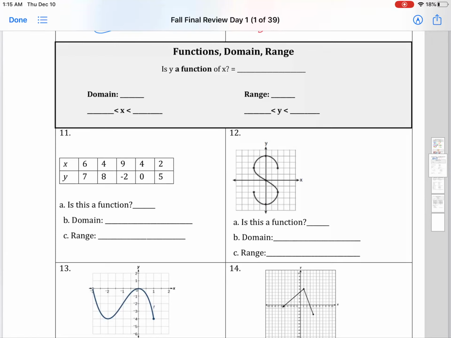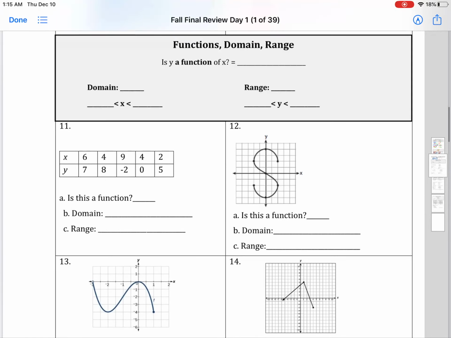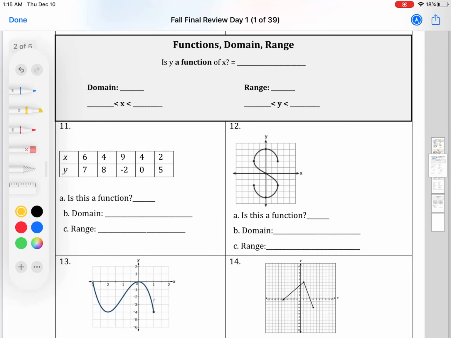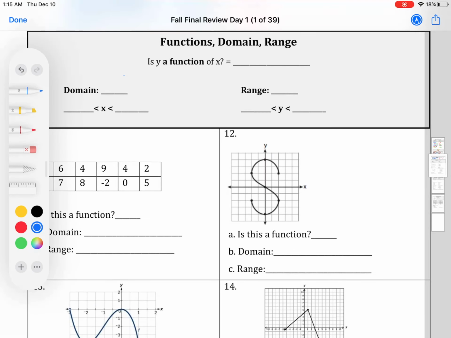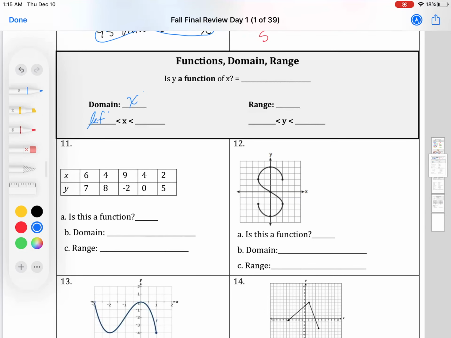Okay, here we go. Functions, domain, and range. Very, very easy, but also very, very important. So what we've learned over and over again in the last couple of years is every time you see the word range, the range is the x. When I get the range from a graph, it's always the left side to the right side. If range is x, it means domain has to be y. Y is the bottom of the graph to the top of the graph.